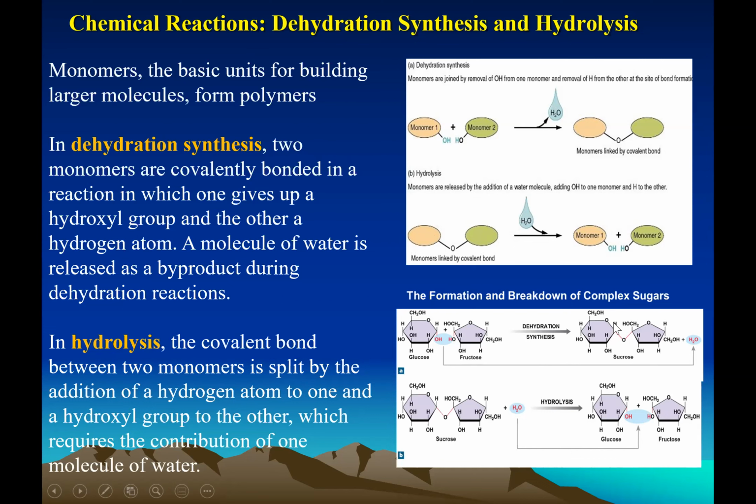So here's an example of a dehydration reaction. Here we have glucose and fructose. They come together with the loss of a water molecule here. They form a covalent bond to form sucrose. The opposite would be hydrolysis reaction, where the sucrose molecule will be hydrolyzed to form glucose and fructose.